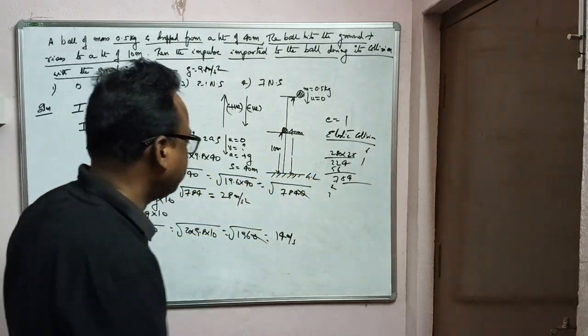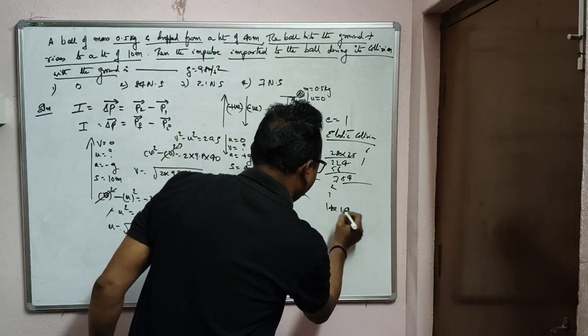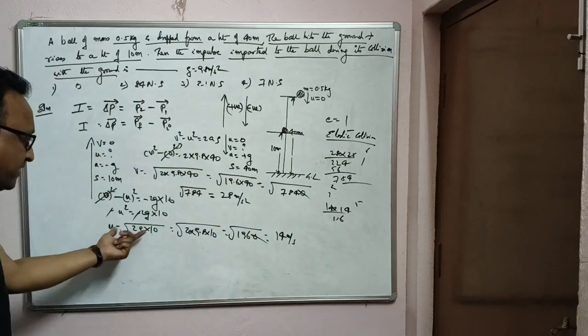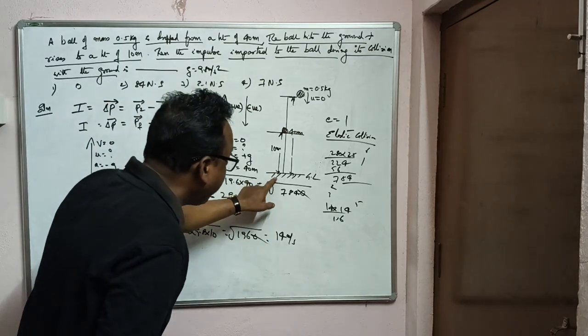You can do it already here. Calculate it. 14 into 14. 14 6s are 84, 5, 14, 196. So the square root of this one is 14. So I got this velocity after hitting the ground.